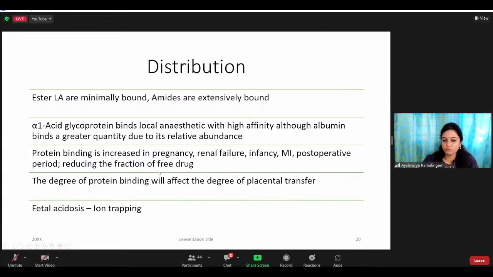When there is more protein-bound drug, very little will be transferred through the placenta to the fetus. Whenever there is a fetal acidosis, the fetal environment is acidotic. So the unionized drug which comes into the fetus is essentially trapped due to increased acidosis, and ion trapping can occur in fetal acidosis.